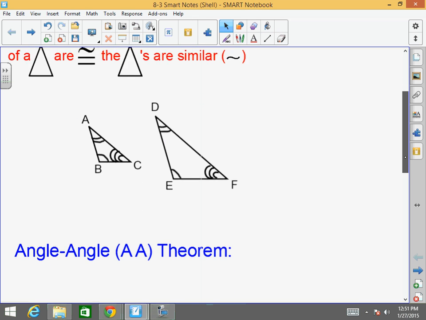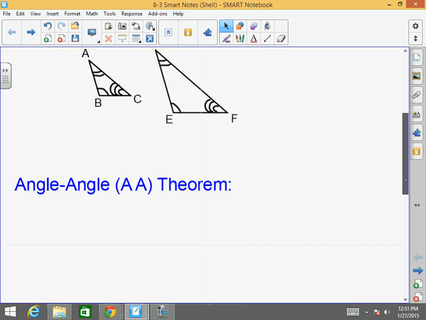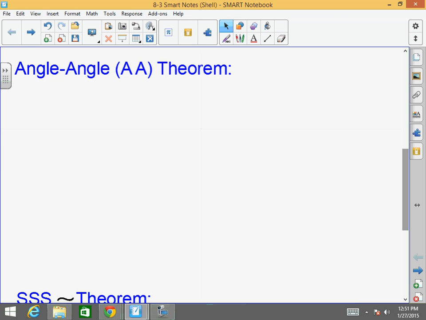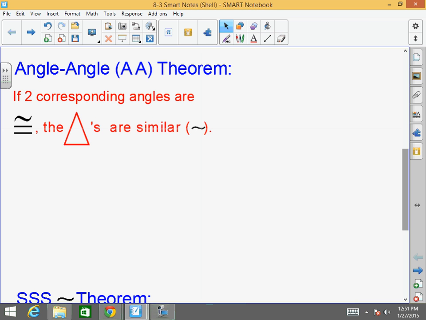Now, based off of the AAA postulate, you also have what's called the AA postulate. The AA postulate, or the AA theorem, states that if two corresponding angles are congruent, then the triangles are similar. Why in this case? Do you guys remember the no choice theorem?